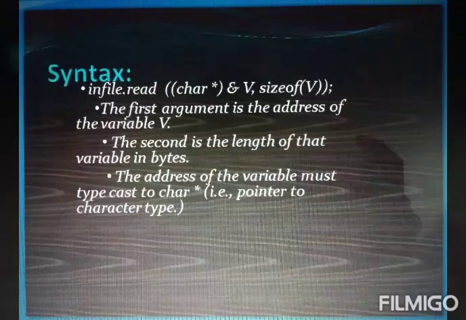Syntax. The syntax is given on the screen. The first argument is the address of the variable v, the second is the length of that variable in bytes, and the third one is that the address of the variable must be type cast to char*, that is, pointer to character type.